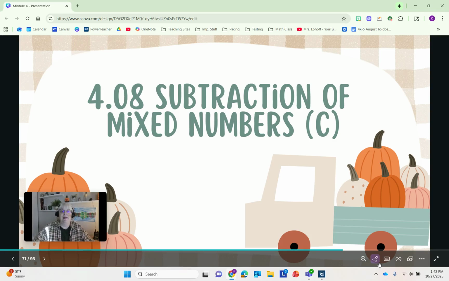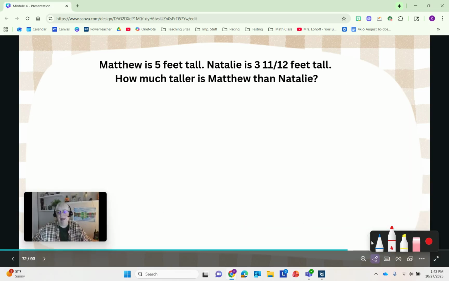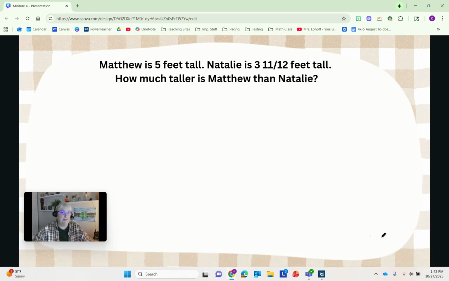Remember, a mixed number is a combination of a whole number and a fraction part. That's mixed. We're mixing those two things together. Let's take a look at our first question. Matthew is 5 feet tall. Natalie is 3 and 11/12 feet tall. How much taller is Matthew than Natalie?